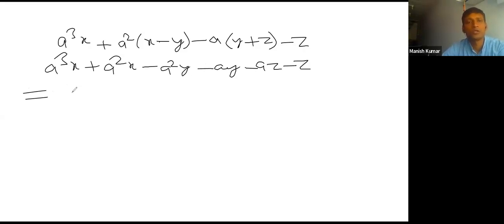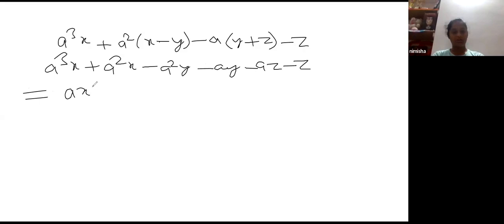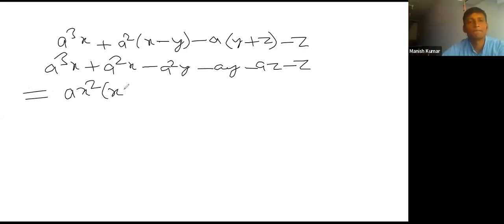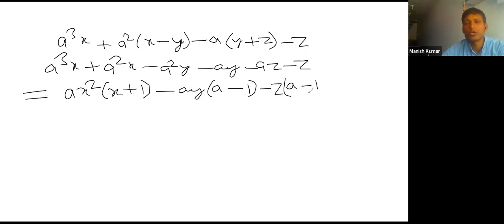Now let us write from here. Here we can take A square X, isn't it? So here we are getting X plus 1. Now here we can write minus AY into A minus 1. And here if we are taking A as common, X plus 1 is nowhere. Now here let us take as minus Z or plus Z. Here if we are writing A minus 1, then here we have to take minus Z. Minus Z into minus 1 will be plus Z. So we can take minus Z as common and A plus 1 if we are writing here, that will be minus Z. Okay, we can write in this way also.